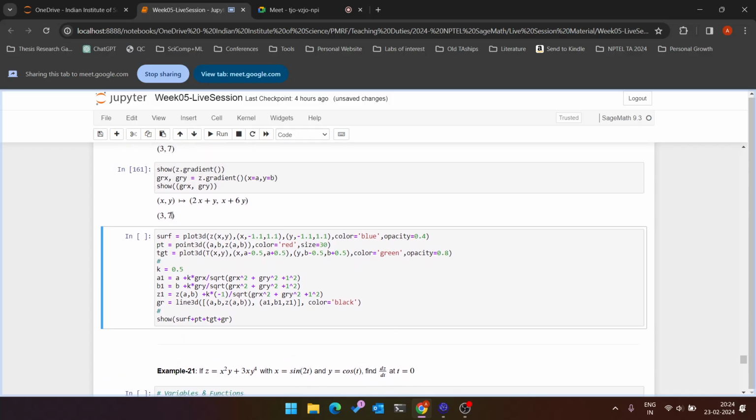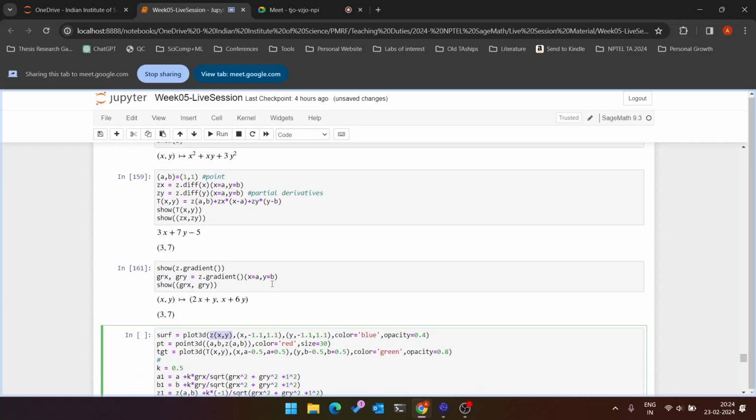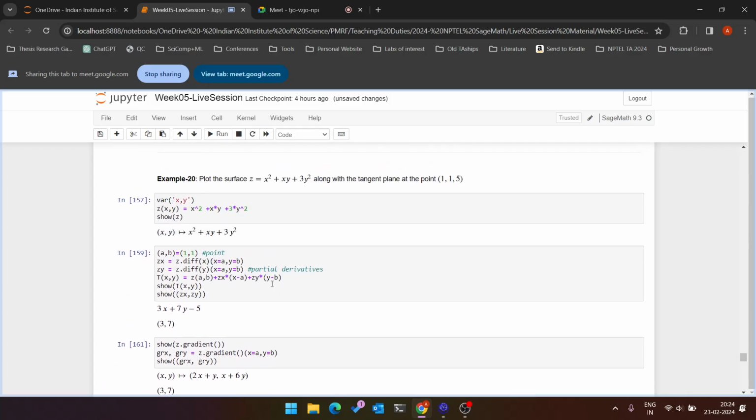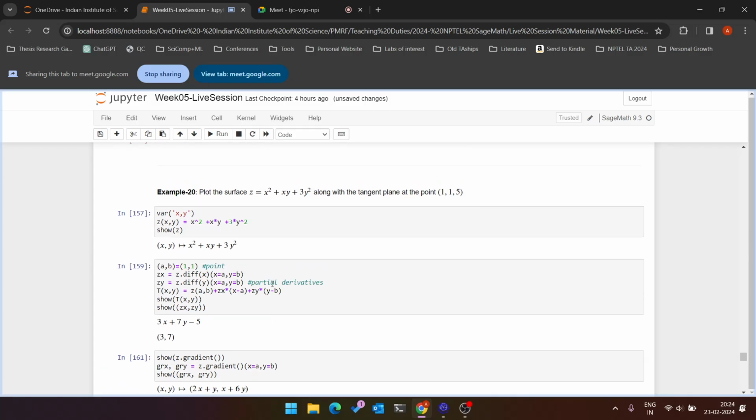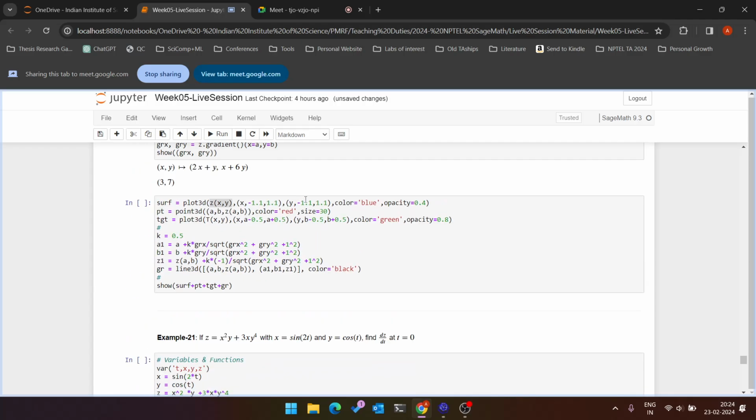Next, we plot our surface z of xy between -1 to 1, a little on either side. So the point that we are asked to plot is 1, 1, 5. So x and y have to be 1 and 1. So I'm plotting between -1.1 to 1.1. Then I'm also plotting my point using the point 3D expression, which takes a comma b comma z of a comma b. This will create a red point.